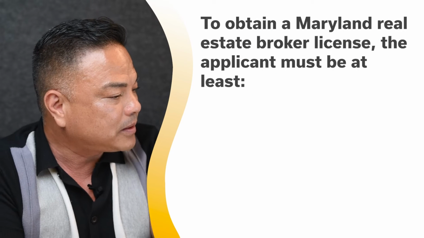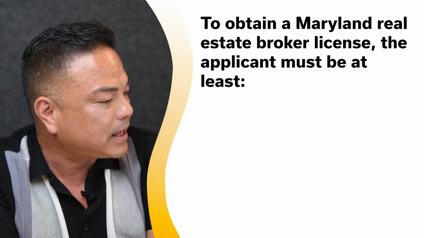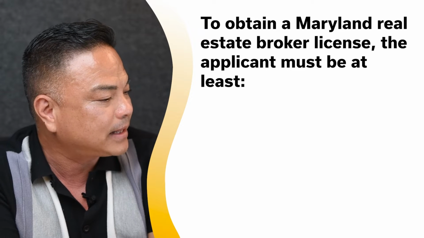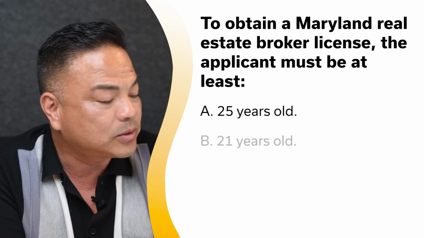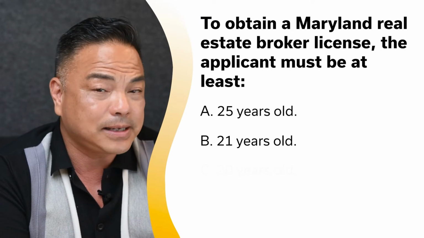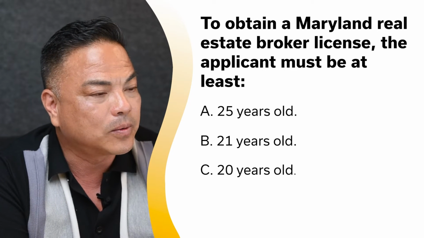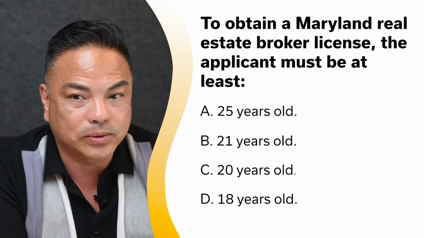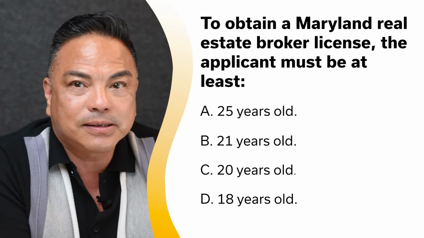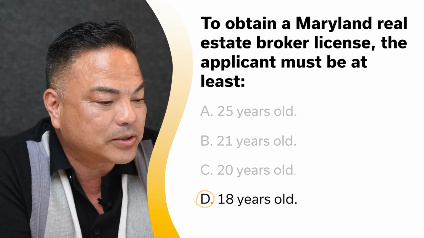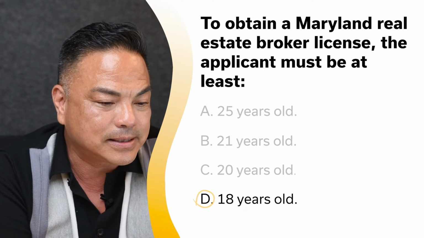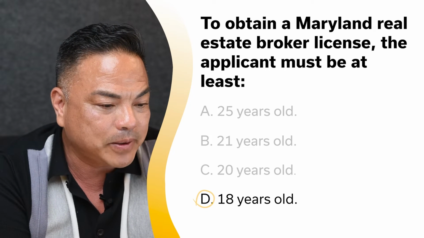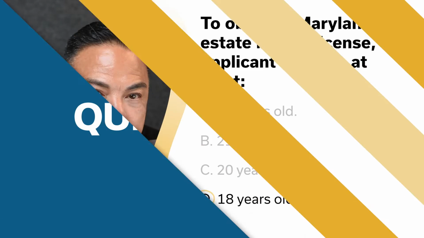To obtain a Maryland real estate broker license, the applicant must be at least A, 25 years old, B, 21 years old, C, 20 years old, or D, 18 years old. And the answer is D as in dog, 18 years old. To obtain any real estate license in Maryland, the applicant must be at least 18 years old.